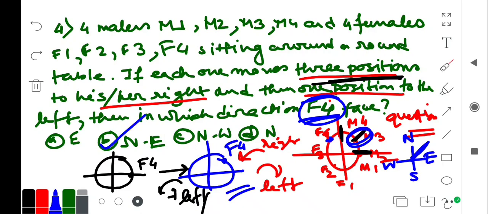Okay, so first, 4 males M1, M2, M3, M4 and 4 females F1, F2, F3, F4. They are sitting around a round table. In that case, it says that each one moves 3 positions to his right. Right always means right hand.